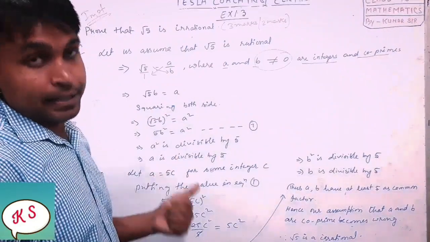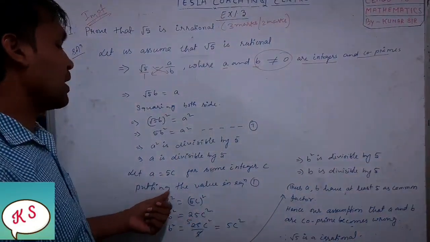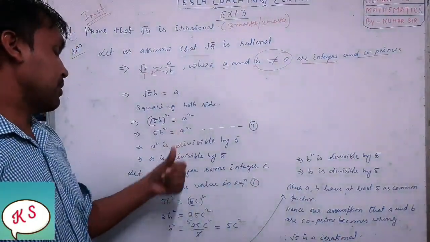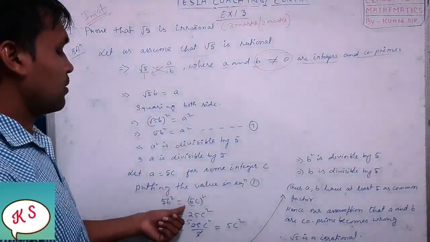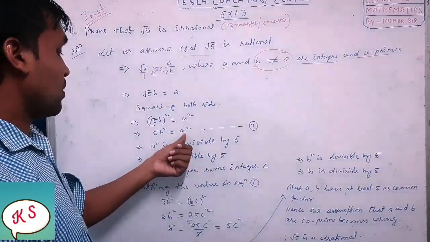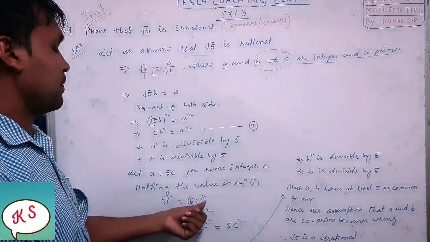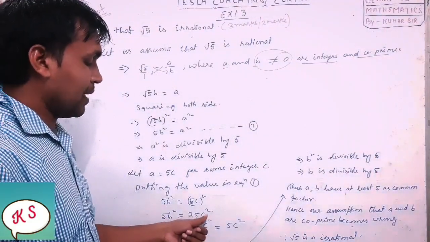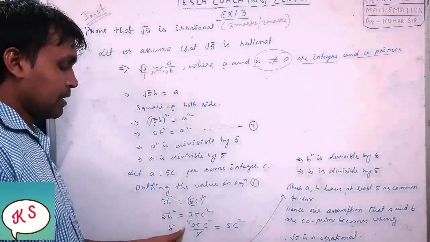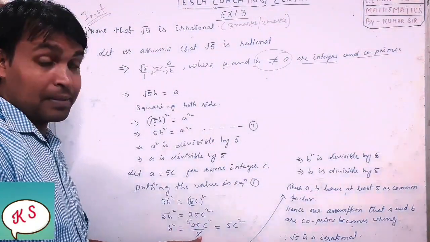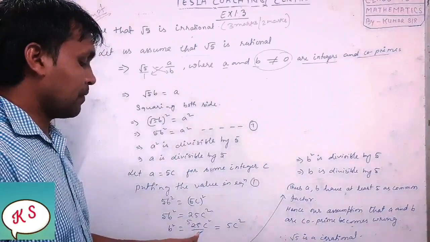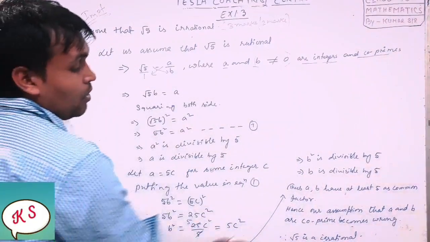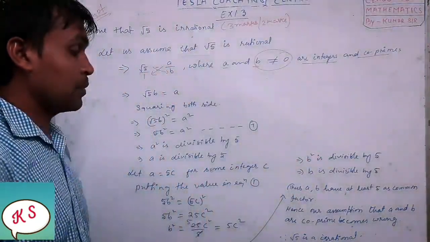Now we put the value of a in equation number 1. So 5b square equals, in place of a we substitute 5c, so 5c whole square. So 5b square equals 25c square. This 5, if you take it to the other side, it divides, so 25 divided by 5 gives 5c square. Since there is a shortage of space, I have taken it here. Students, please forgive me for that.